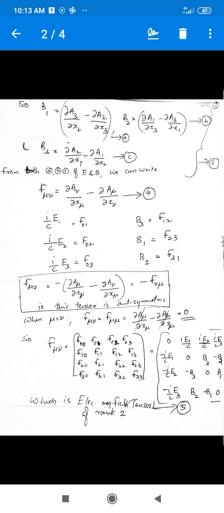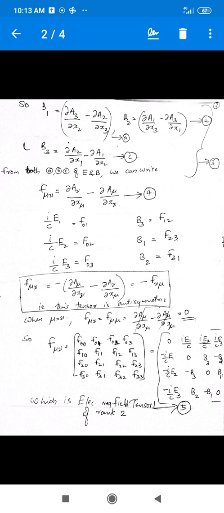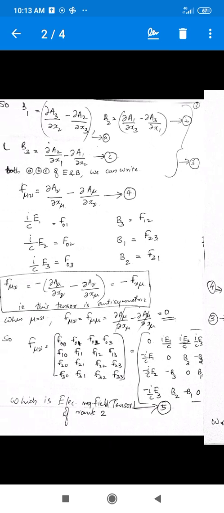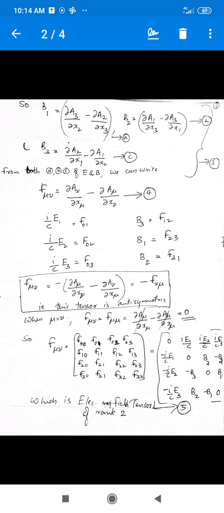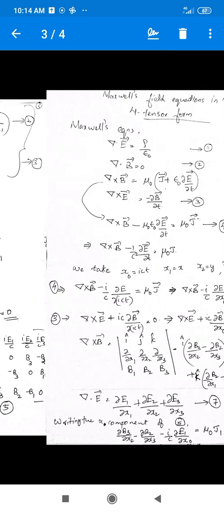Now let us substitute the whole values in this matrix. You will get equation 5. So this is the electromagnetic field tensor of rank 2. Equation 5. I hope you understood. This is what we have learned in the last class from the Griffith chapter also. If you don't understand that, this is more clear, and you can write this in your essay. This can be asked as an essay, electromagnetic field tensor.